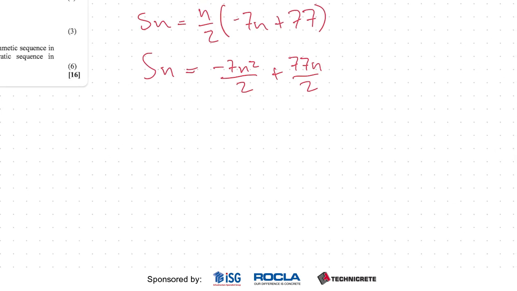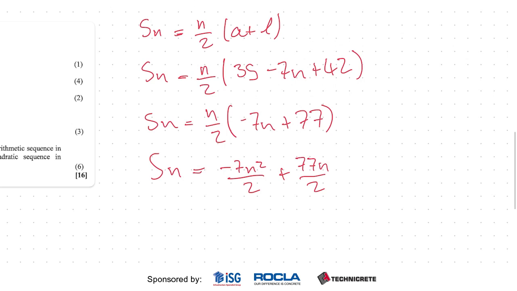And now the trick is, we have the sum of our arithmetic series and we want to know at what term n this sum equals the same value in the quadratic series. So we just need to equate the two. Yeah, so that's the trick to the question.